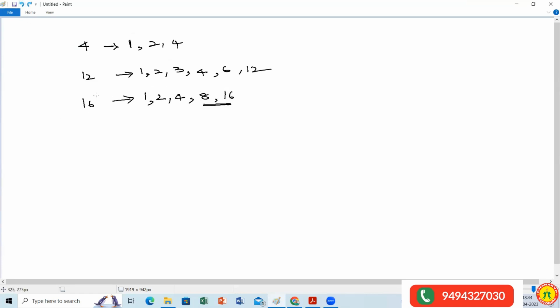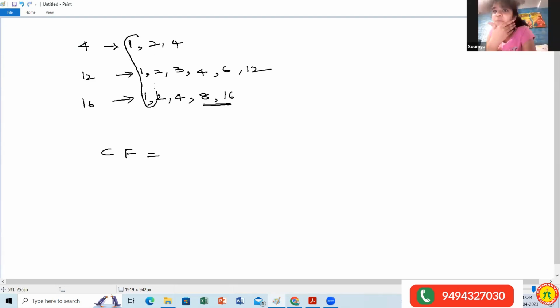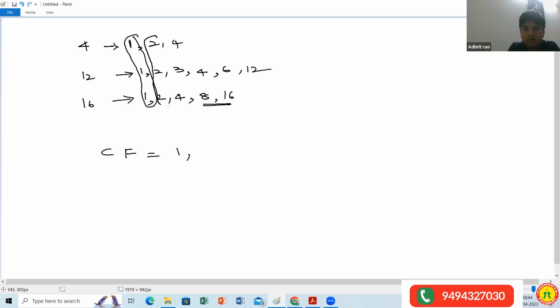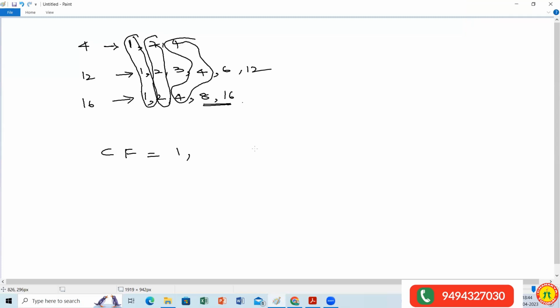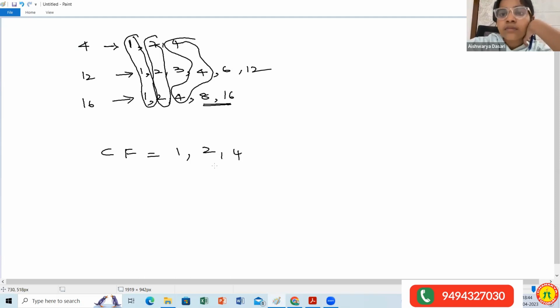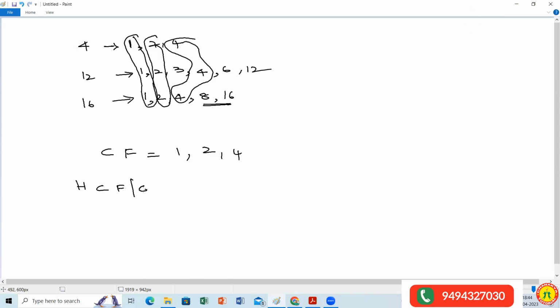Now, my question is, what are the common factors among these 4, 12, and 16? Is 1 a common factor? Yes. 2, 4. 4 is a factor. 1, 2, 4, that's all, right? Which is the highest common factor? 4. Yes, the highest common factor is 4.